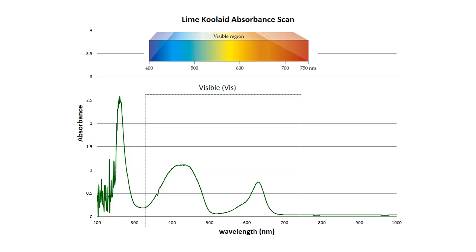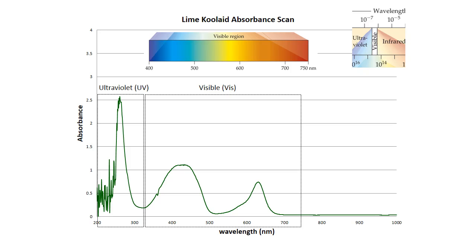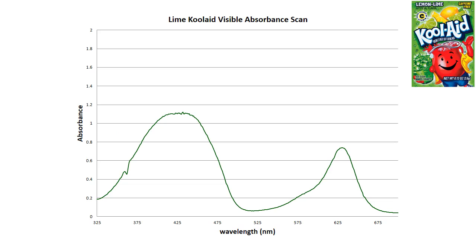Now remember, if we go back to our picture of the entire electromagnetic spectrum, just to the left of visible is ultraviolet, that would be here. Just to the right of visible is infrared, that would be here. So we're going to ignore those for now because we can't see them. Zoom in on the visible region, which is here. We see two peaks. One is around 420 or so nanometers, and the other one is at approximately 630 nanometers.